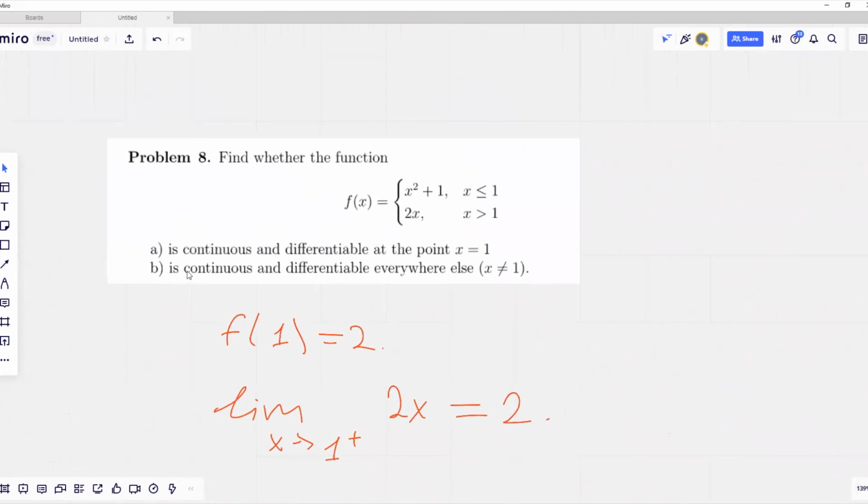Okay, next we need to check whether our function is continuous and differentiable everywhere else. So when x is less than or equal to 1, we are working with this function. This is a polynomial, it's continuous everywhere. When x is greater than 1, this is again a polynomial that's continuous everywhere.